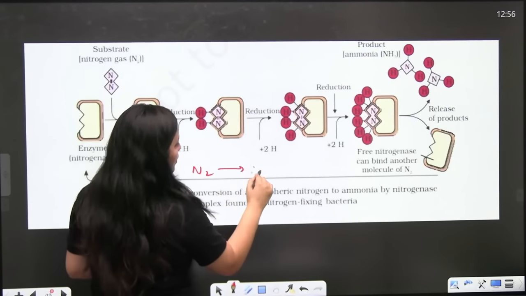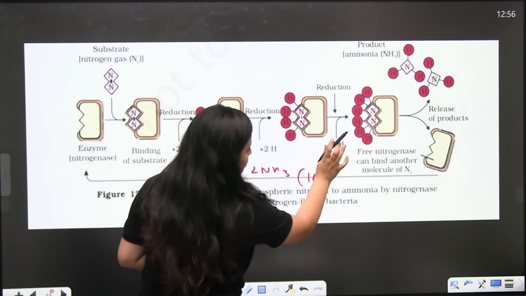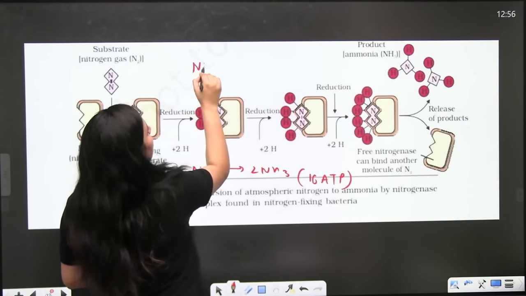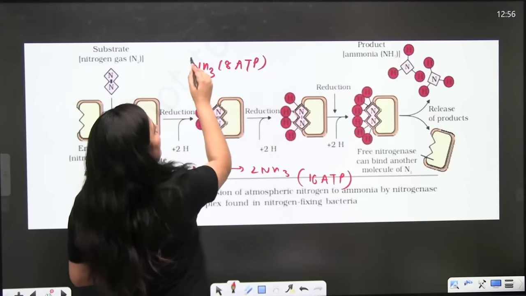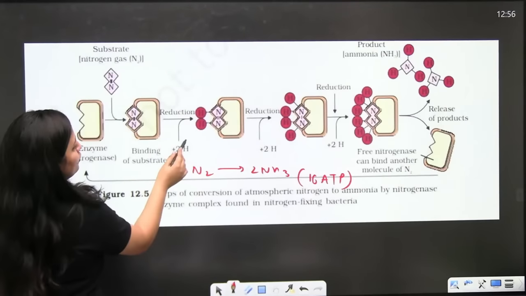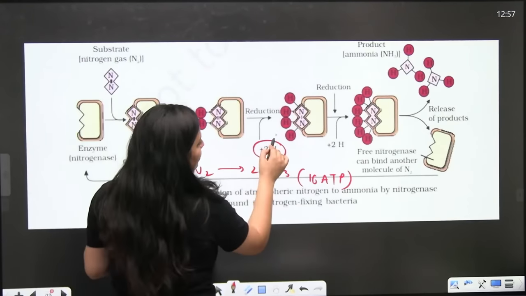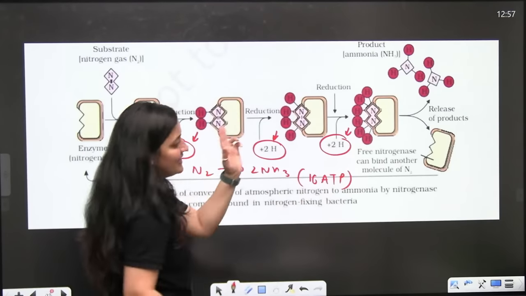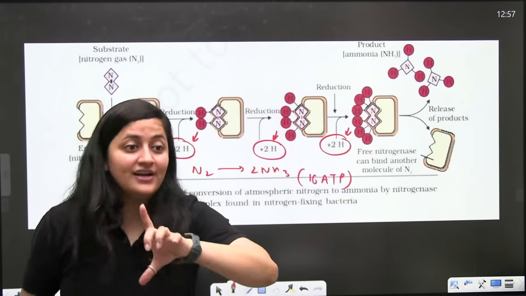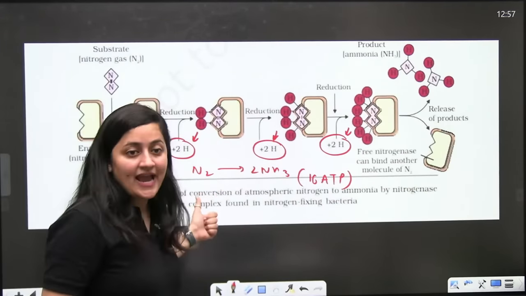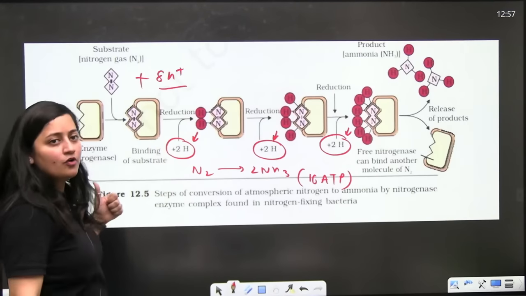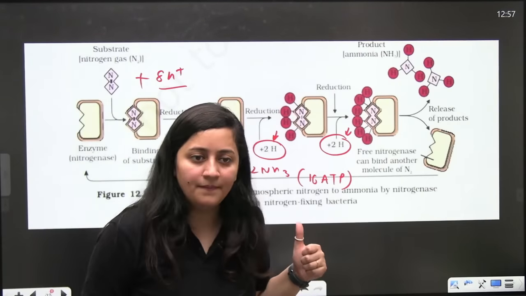N2 gives 2 ammonia, then 16 ATP. If it is 1 ammonia, then 8 ATP. How many H plus will be used? 8. If you just look at this reaction, 2H at this point, plus 2H at this point, plus 2H at this point, but yes, another 2H will be added so that this ammonia can get separated from the nitrogenase. Important it is, so do not confuse this part and that reaction. 8 electrons and 8H positive is correct. Sure?